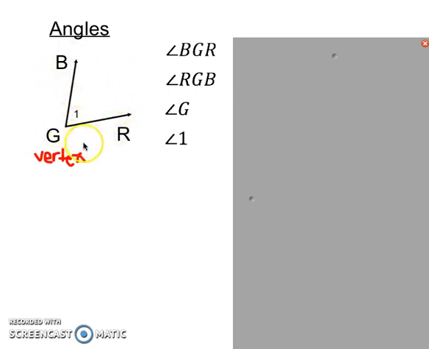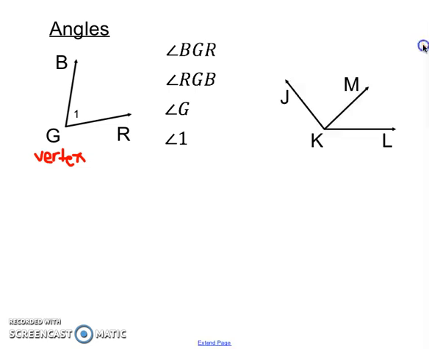But in a situation like this, where there's only one angle coming out of point G, I could call it angle G. You could also call this angle 1. Sometimes there'll be a little number in there. Not always, but sometimes. So for this one, I could call it angle 1.